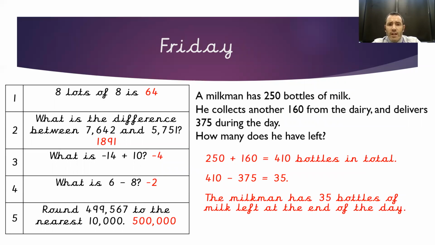Our reasoning question today: we know that the milkman has got 250 bottles of milk and he collects another 160 from the dairy. So we need to find the sum of those two numbers. So it's 250 plus 160, which gives us 410 bottles in total. The question then goes on and tells us he delivers 375 during the day and asks us how many he's got left. In order to find out how many are left, we need to subtract the number he delivered, in this case 375, from the total number of bottles, 410, that he had during the day, which gives us 35.